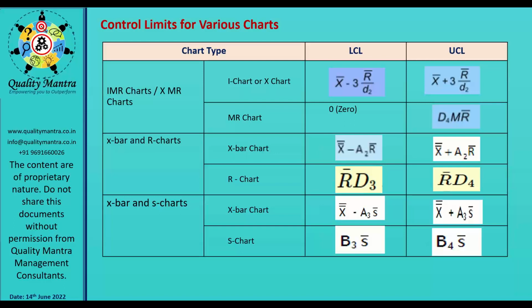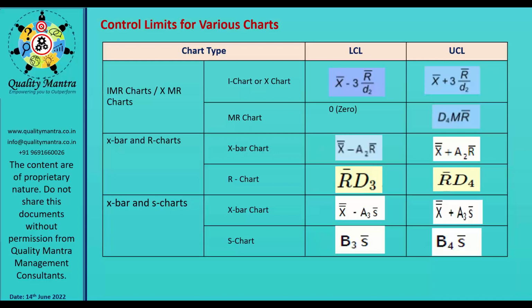Okay, X means data. In statistics, please remember X means data, X bar means the average of the data, minus 3 R bar by D2. R is the range, R bar means the average of the range, divided by D2. D2 is a constant, a statistical constant. The value of that statistical constant I will tell you when we go to the Excel sheet.